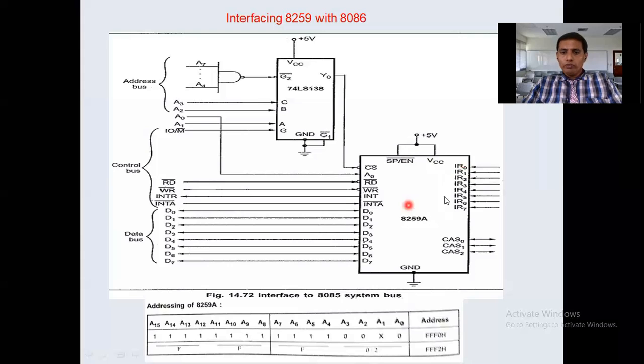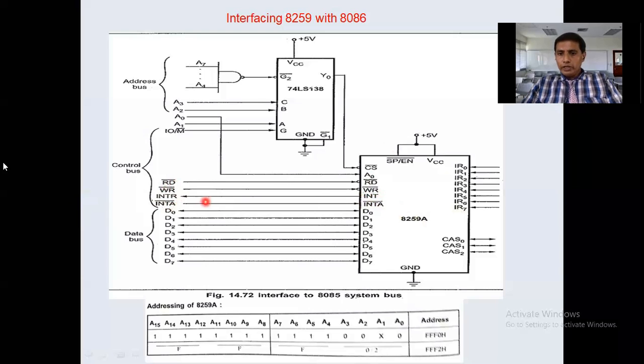And you know the 8259 has 8 request lines, IR0 to IR7, all are inputs to the 8259. And the 8259 has 3 cascade lines, CAS0, CAS1 and CAS2. If it is master, these lines act like outputs. If it is slave, these lines act like inputs. Then ground is connected to ground. The 8259 has 8 data lines, D0 to D7, and these data lines are connected to the data bus of the processor, and data lines are bidirectional. Similarly, read bar and write bar of the 8259 are connected to read bar and write bar of the processor. Similarly, INT of the 8259 is connected to INTR of the processor. Similarly, INTA bar of the processor is connected to INTA bar of the 8259.